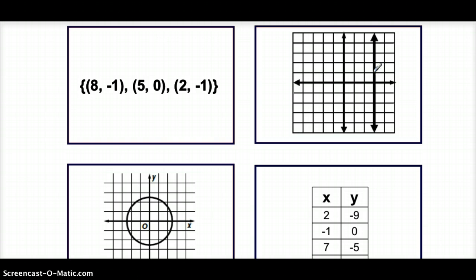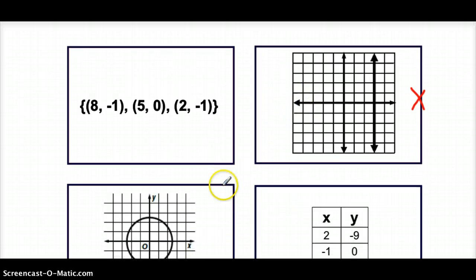So what they would say is this fails the vertical line test. You could draw a vertical line and hit more than one point. So if you draw your vertical line going through, it would go through all the points on this line. So this one would not be a function. So this one's a no. And let's see, so this one's a yes. And I'm just going to change this to a no real quick so we don't get confused on it later.